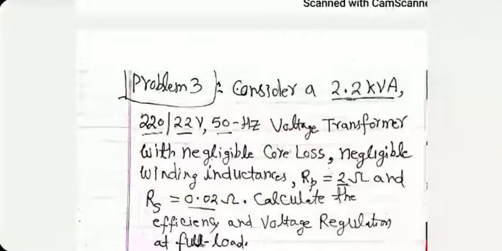Primary voltage is 220 volt. Secondary voltage is 22 volt. Recommended values, of course. So the turns ratio is 10. It's a step-down transformer. kVA is given. That will help us in calculating.